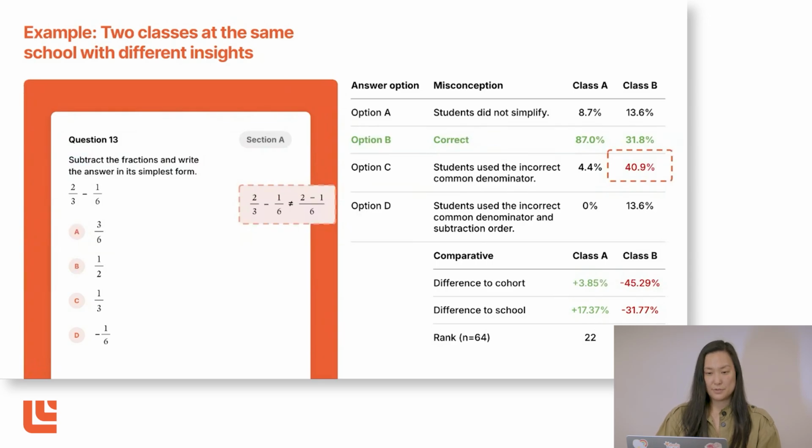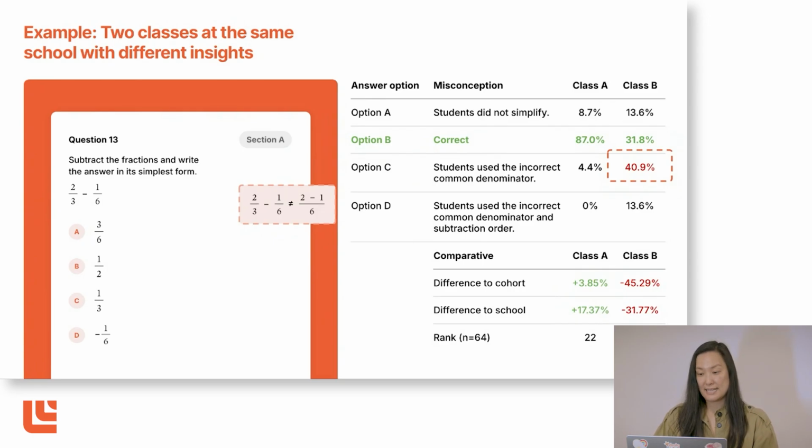Here's another example where there's 2 classes at the same school, but with different insights. So in this question, it's about subtracting the fractions with the different denominators. If you see here in class A, 87% got this question correct. And if you look at the discrepancy, about 8% chose option A and 4% chose option C, they might have just guessed at what those answers were.